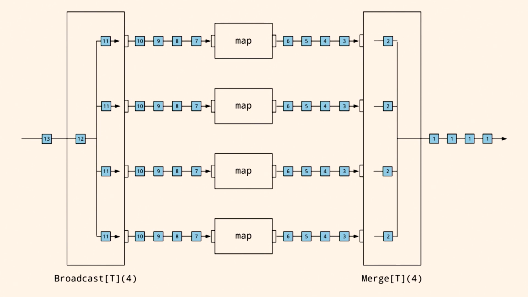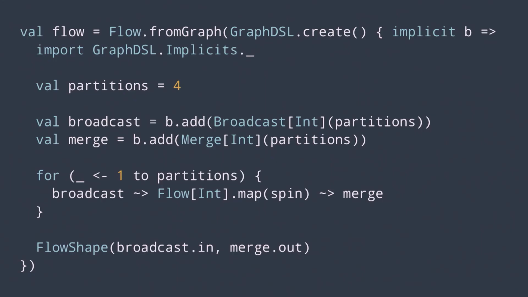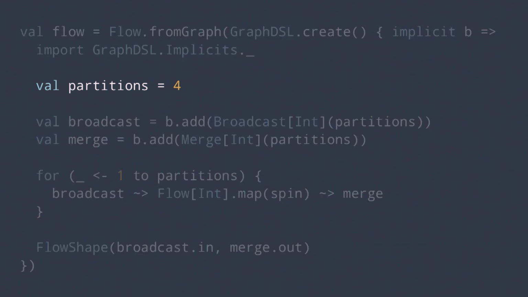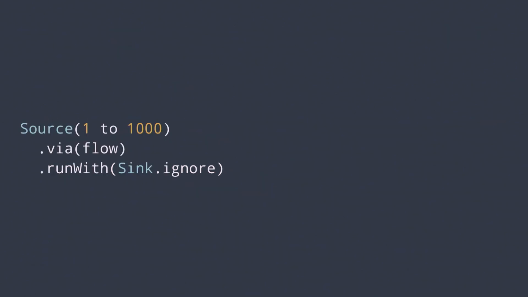And this is what it looks like in code using the graph DSL. So we set the number of partitions to 4. Create the broadcast stage with 4 partitions. Then a merge stage that accepts 4 inputs. And then define the downstreams here that each have one of those map stages that waste CPU in the spin function. And this graph can be run with 1,000 elements, and it looks like the following.